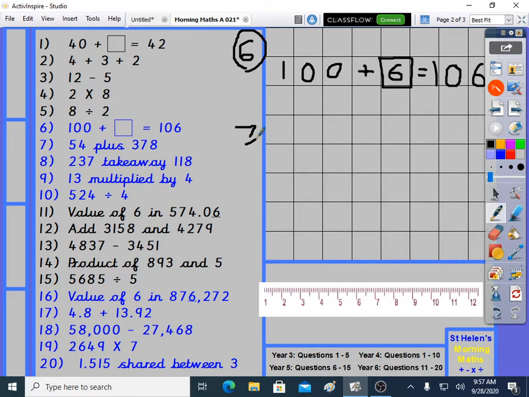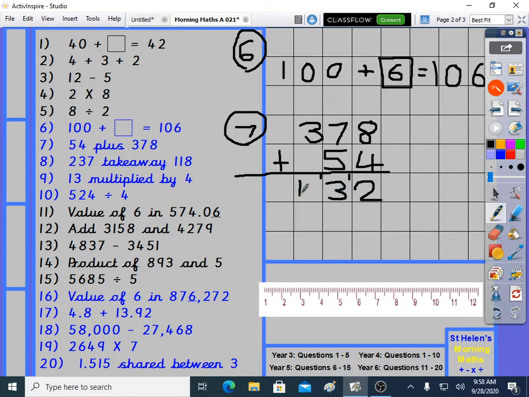We're on question 7. 54 plus 378. Well, in plus you can put whichever number you want at the top. I'm going to put 378 at the top this time, and we're going to add 54 with the column method for addition. 8 plus 4 is 12. Make sure you write 12, not 21. 7 plus 5 is 12. Plus 1 is 13. 3 plus 1 is 4. 432.